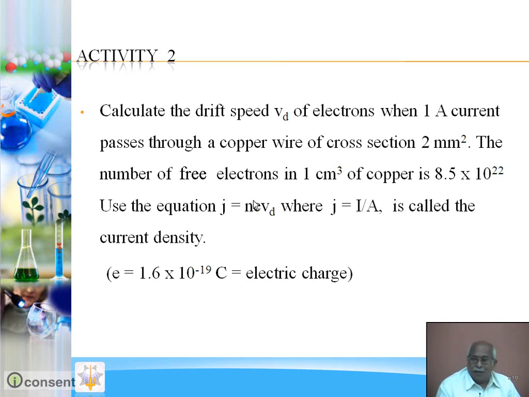E is of course electronic charge. You know very well. E has value 1.6 into 10^-19 coulomb. Vd is drift velocity. So you can use this equation and calculate drift velocity. You will find that drift velocity is a small fraction of millimeter per second.